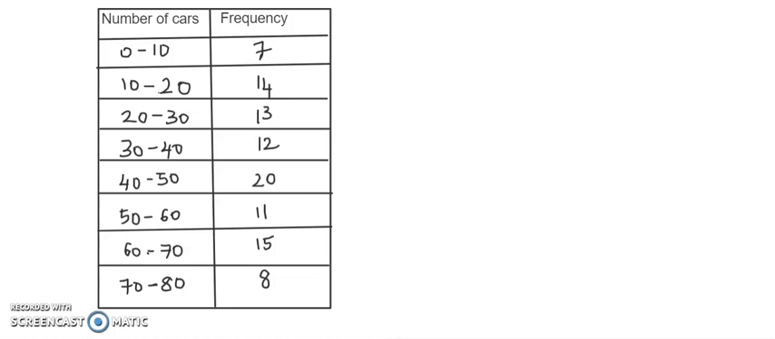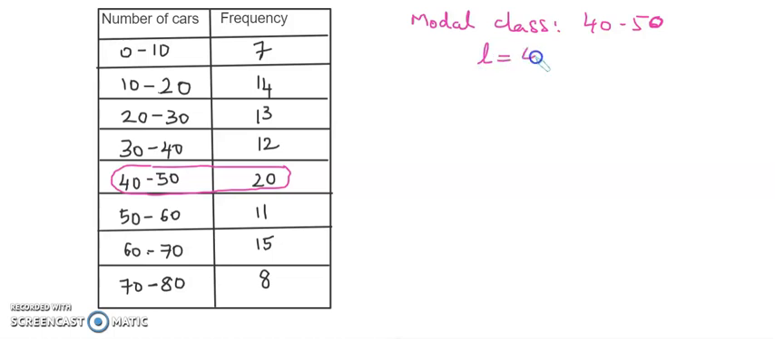Again, which is the highest frequency? It's 20. So the modal class here is 40 to 50. Which is my lower limit? 40. How to calculate the class length? 50 minus 40, which is 10. So here 20 will be my F1, 12 will be F0, and 11 will be F2, correct?